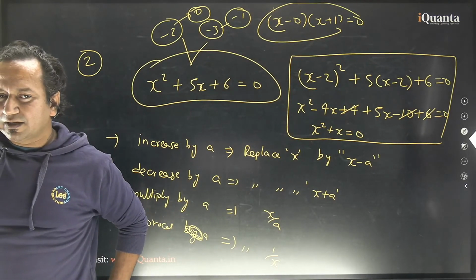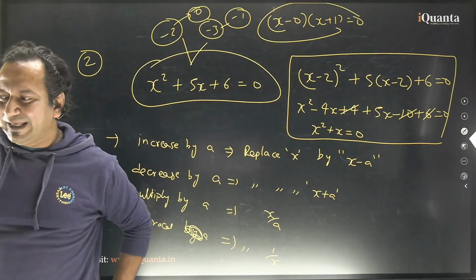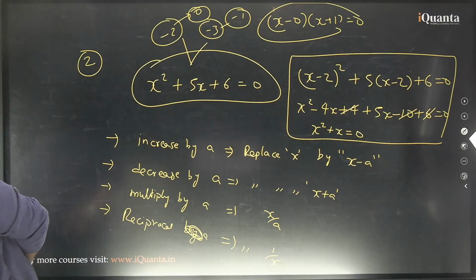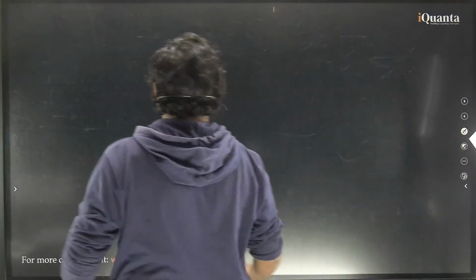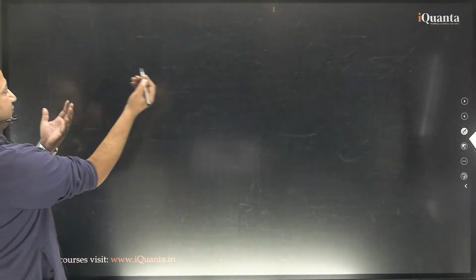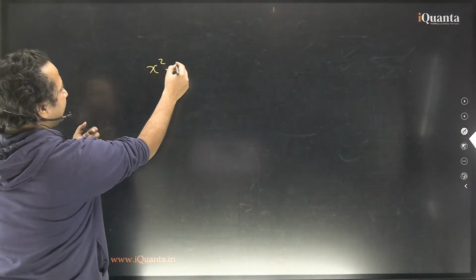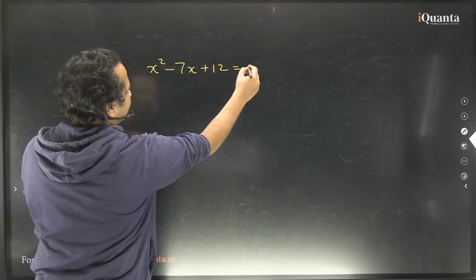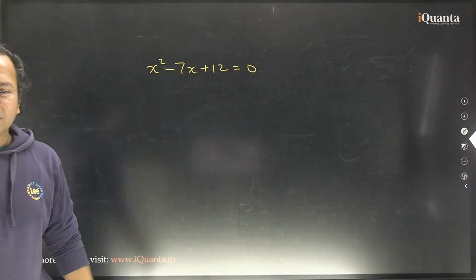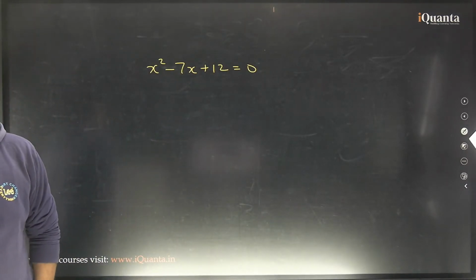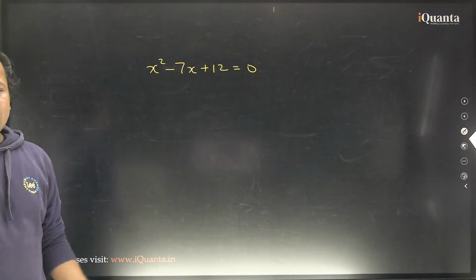This shortcut is used only if both the roots are going through the same increment, decrement or change. This method is actually a fabulous method. Well, there can be a question. I'll frame a question like this: x squared minus 7x plus 12 equal to 0. And the question says, what will be the new equation if the roots are the reciprocal of these roots? In that case, what will happen?